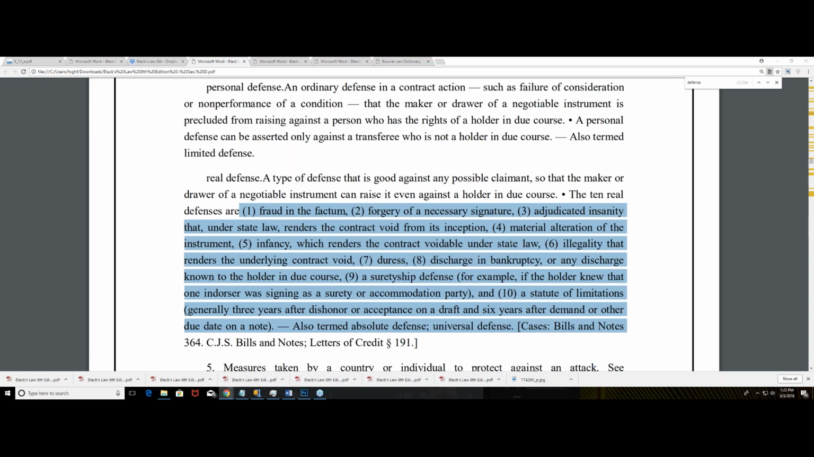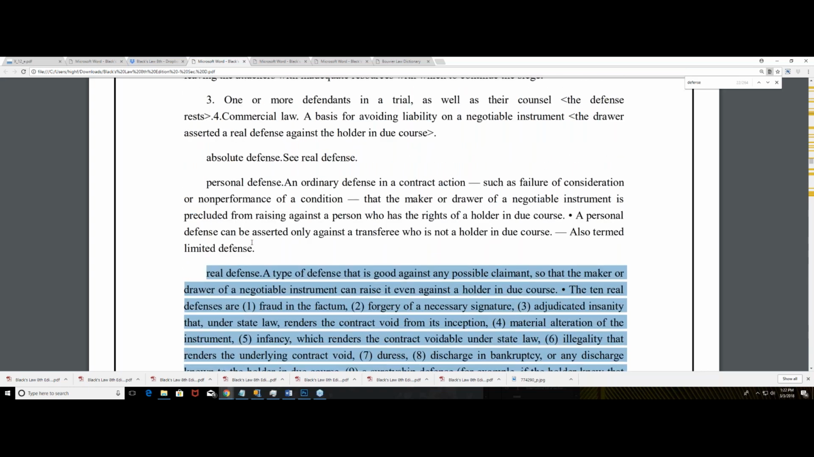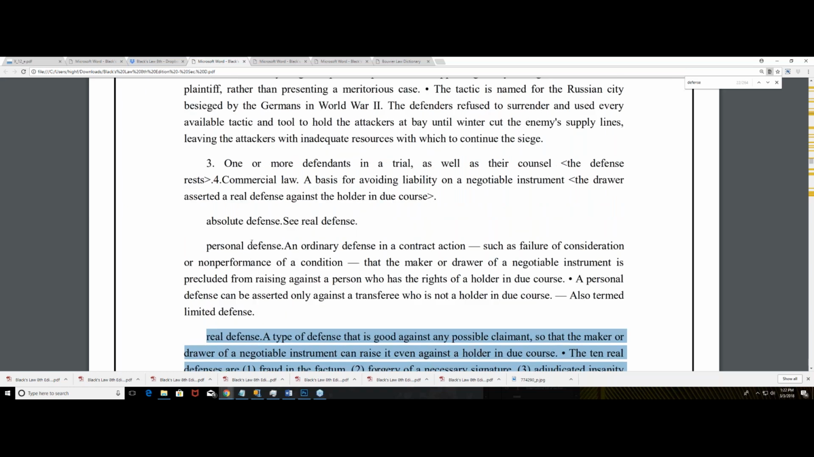All right. So now we know what the 10 real defenses are. These are real defenses. This is going to be on the test. You need to know what the 10 real defenses are. You need to know what a protected holder is, that the protected holder and the holder in due course are exactly the same thing. One is under the UNCITRAL Convention, one is under Article 3 of the UCC, and they're using the same principles. Okay, and we're putting all of this on here.